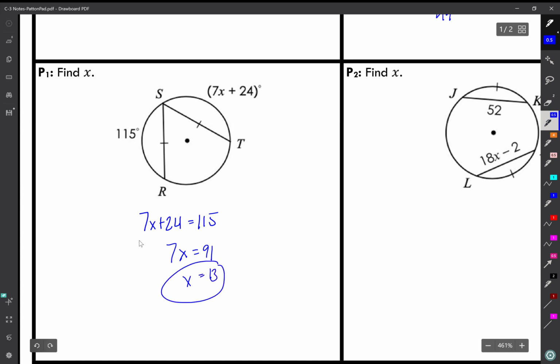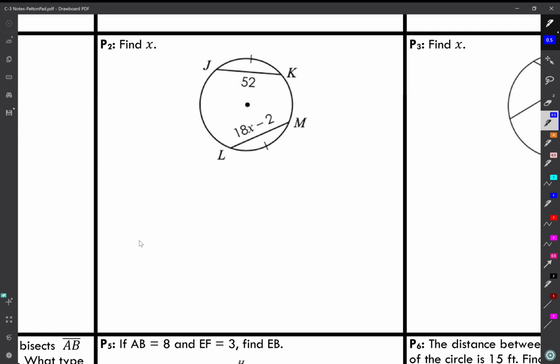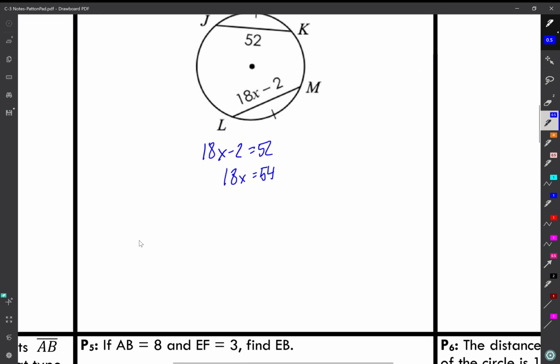Again. Number 2. This time we're given stuff for the chords. We know their arcs are congruent, so that tells me the chords have to be congruent. So 15x or 18x minus 2 is equal to 52. So 18x is equal to 54. So then we divide both sides by 18 to give me that x is equal to 3.